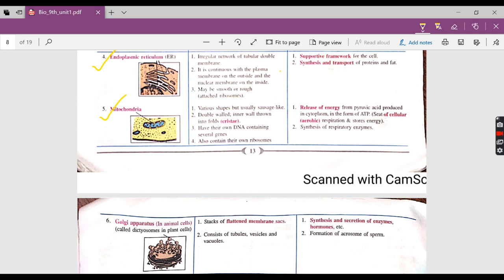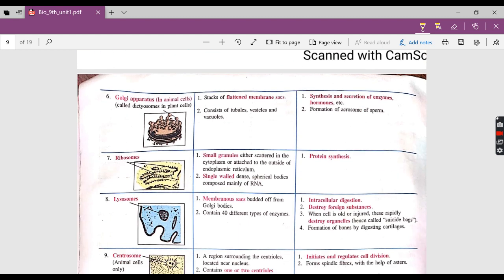Next we have the mitochondria. It has various shapes, but it is usually sausage-like. It is double-walled, it has its own DNA, and it also contains its own ribosomes. Its main function is to release energy, and it is the seat of cellular or aerobic respiration. Next we have the Golgi Apparatus.